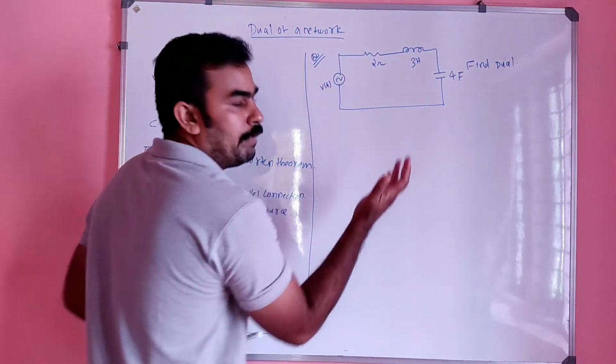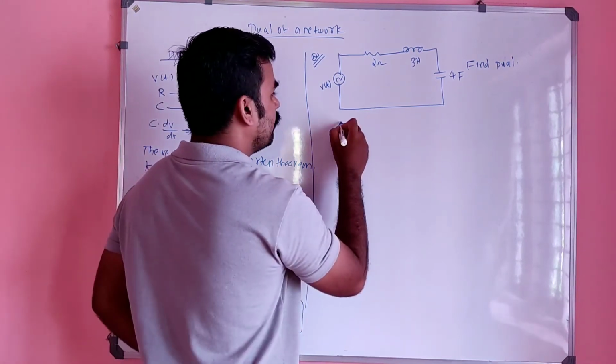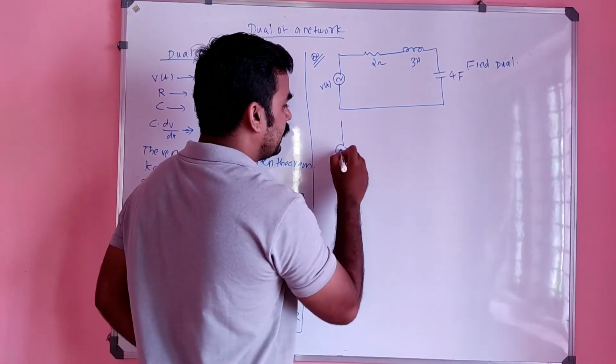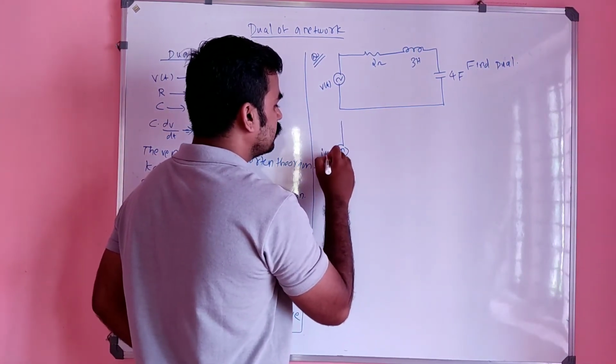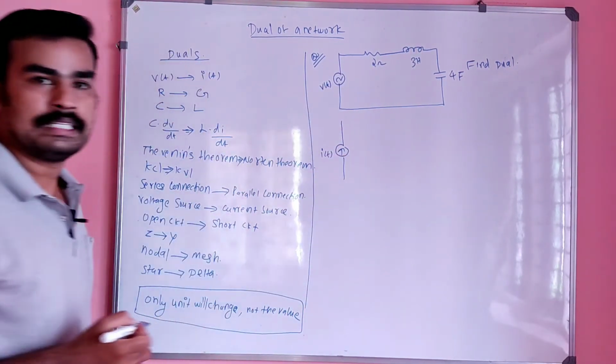See, this is V of t, right? So what is the dual of voltage? It is nothing but I of t. So I can write this is I of t. So voltage source will convert into current source, so the arrow will be there.